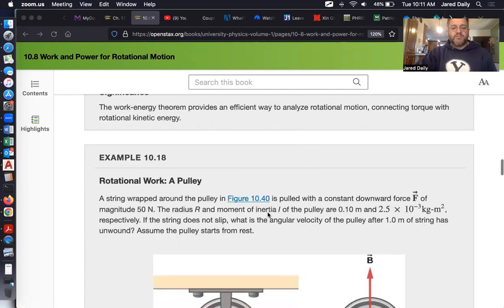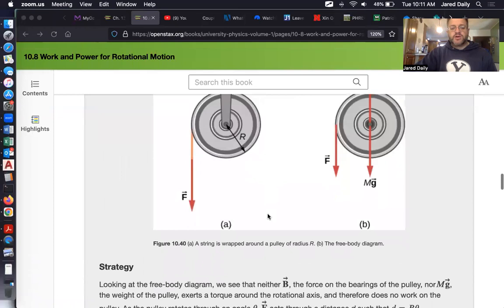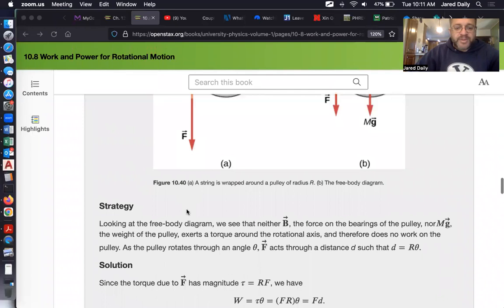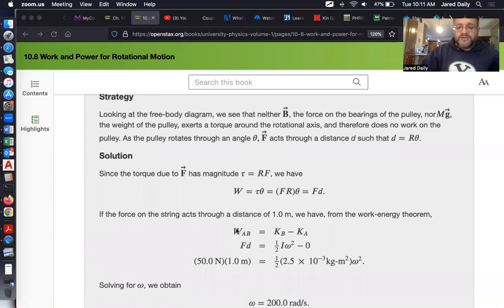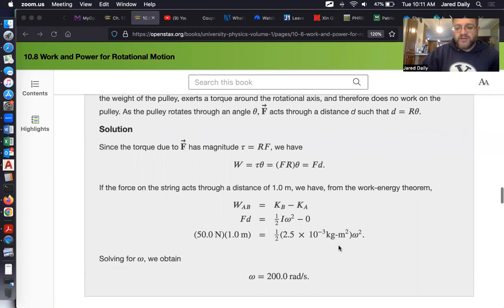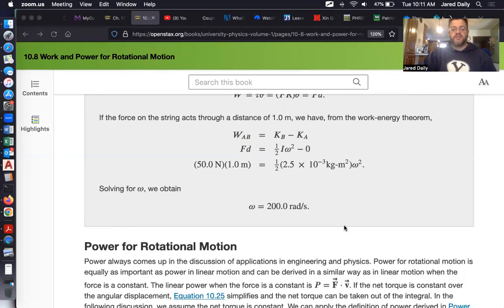They do the rotational work of a pulley here. So for the rotational work on a pulley, you're applying a force with this rope over this pulley right here, right? And that force is going to be equal to a torque, which is R times F. And then the work from that torque is going to be torque times theta, because it's 90 degrees. And then the difference in kinetic energy again here is going to be equal to this work being done, and then again we're going to calculate for that final omega. So not really any different from the previous one.